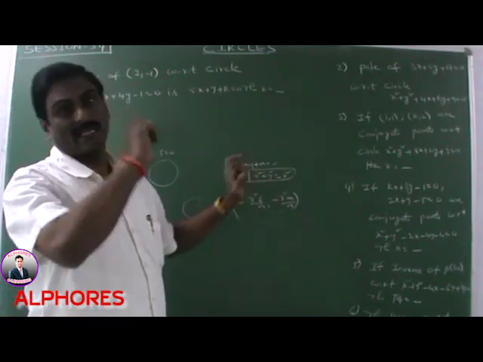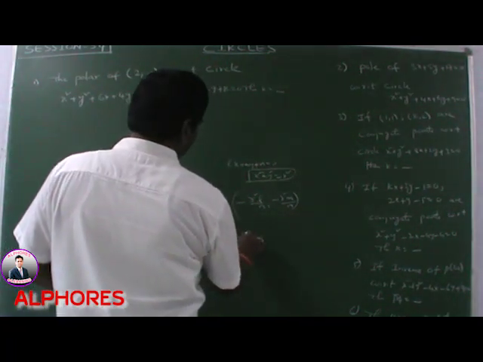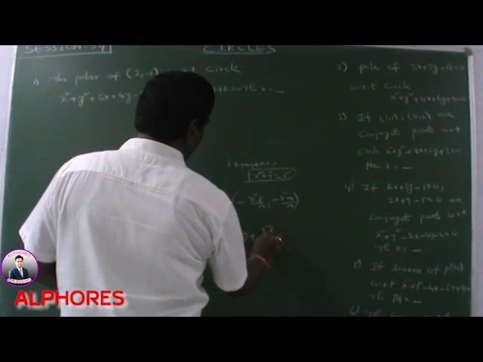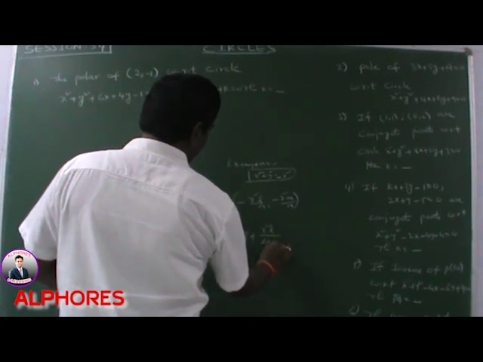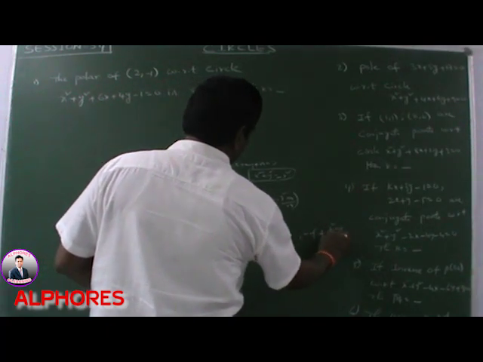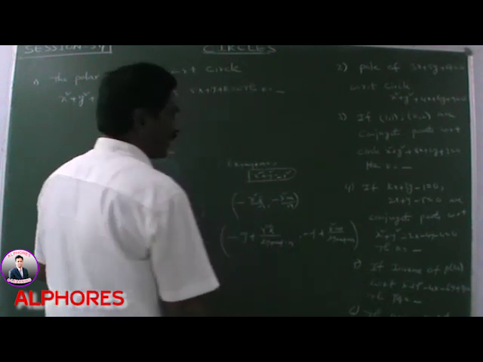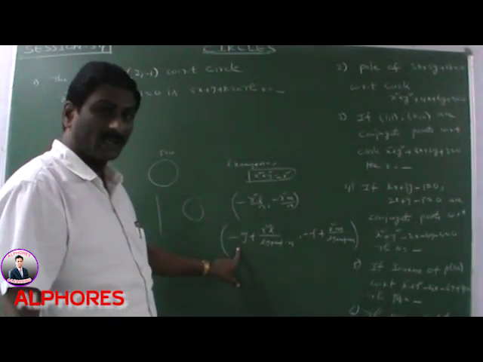If the given circle is S = 0, then what is the formula? The pole is (-g + r²L/(Lg + mf - n), -f + r²m/(Lg + mf - n)). If the center is not (0, 0), then we use this formula.